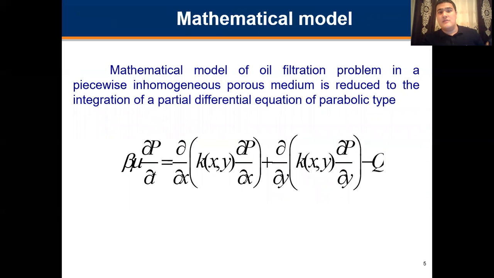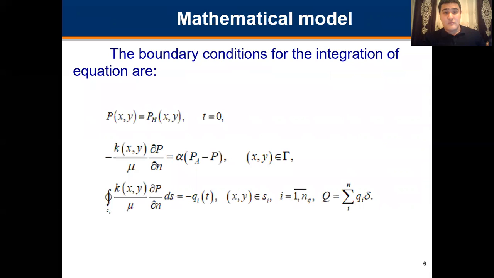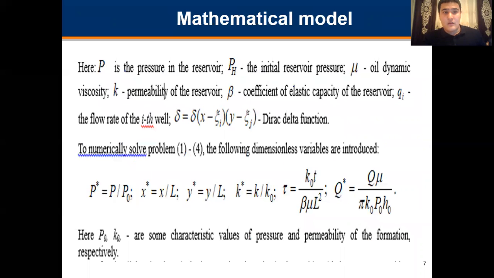Mathematical model. The mathematical model of the oil filtration problem in a piecewise inhomogeneous porous medium is reduced to the integration of a partial differential equation of parabolic type as shown below. The boundary conditions for the integration of the equations are these formulas, and then the symbols of the given formulas above are explained.